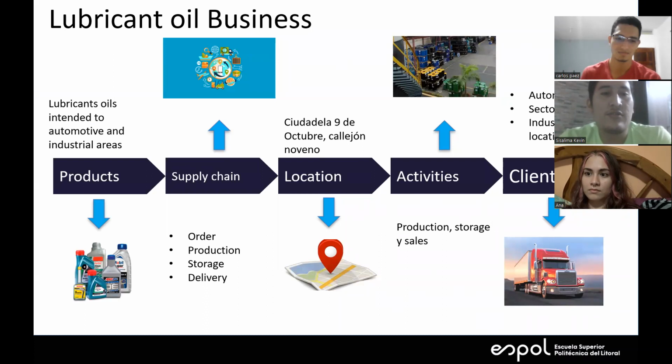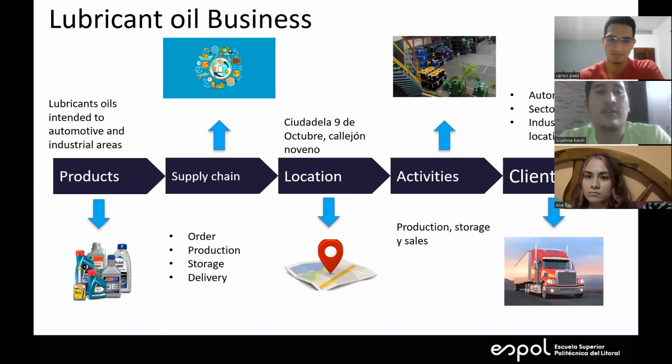As an introduction, we have some data regarding the company. The products that generate the most demand are lubricating oils in 1 liter containers. The supply chain is made of order production, storage, and sales. The company is in Guayaquil. The activities carried out by the company are production, storage, and sales, and the main customers are the automotive sector and the industrial sector.